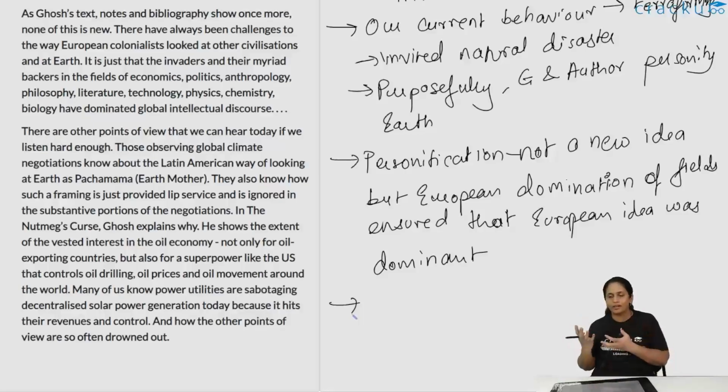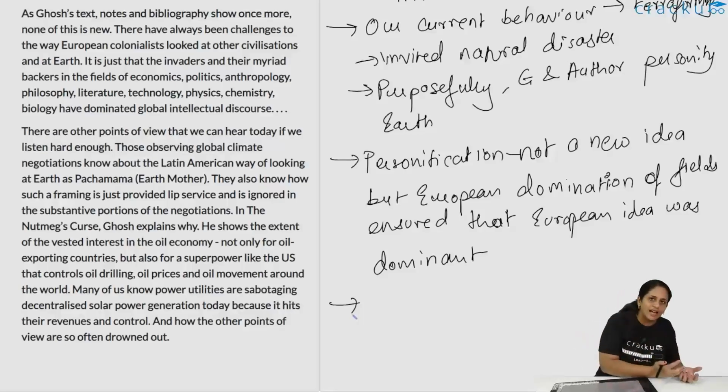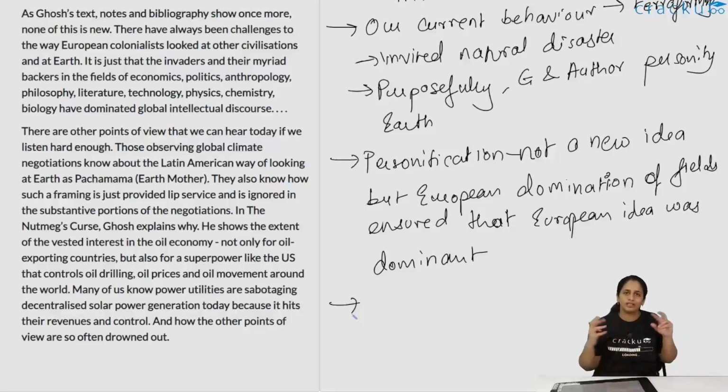So you look at the policies, they never treat Earth as Earth Mother, but they use the term Pachamama and they call it Earth Mother and all, but they never treat Earth as a person, they never treat her as Earth Mother. And there is a vested economic interest in doing that. Superpowers like the US control much of the oil drilling, oil production, oil movement around the world, and many of these oil companies want to keep drilling. So while they will say Pachamama and all of these things, they will continue to do things which essentially destroy the earth.